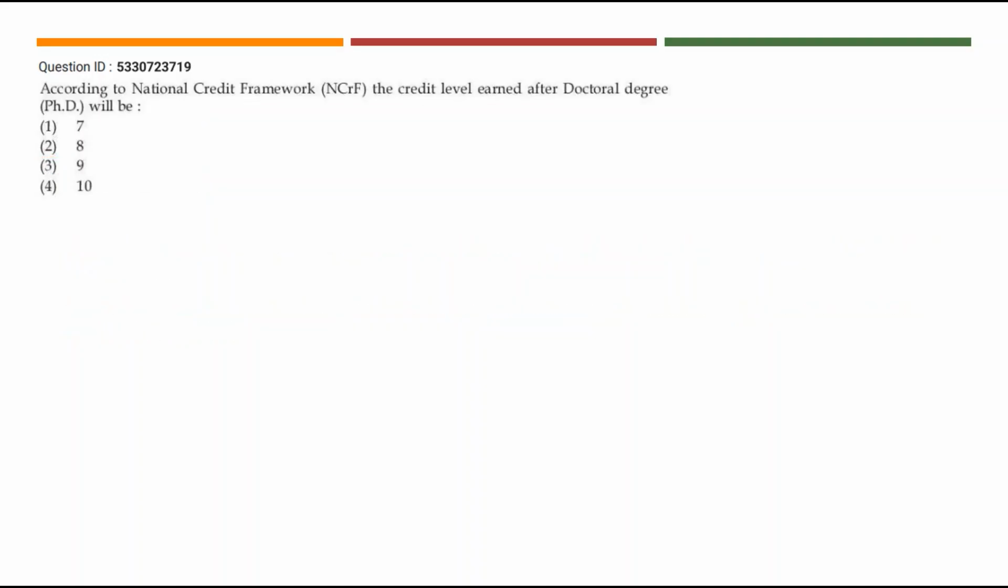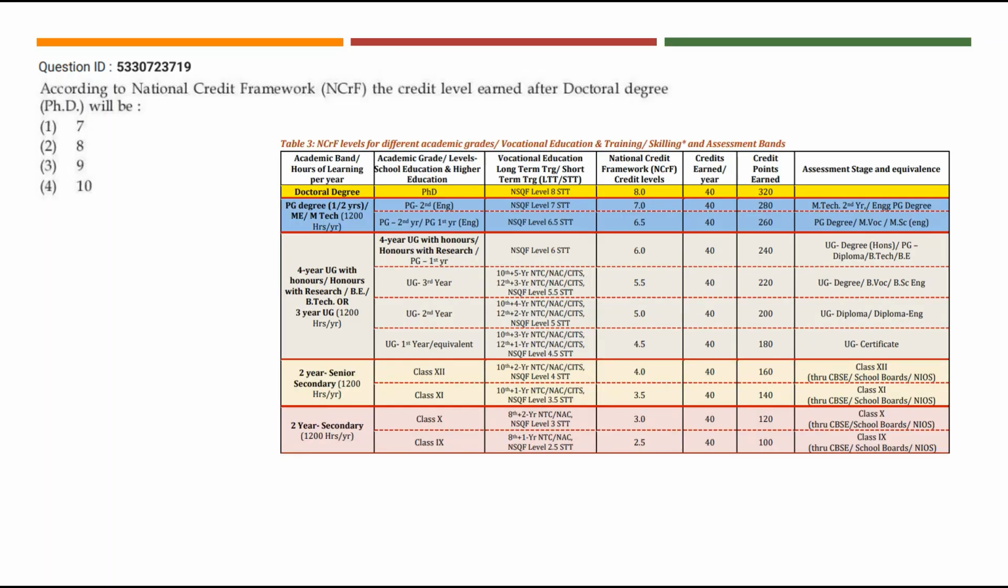Next question. According to National Credit Framework, NCRF, the credit level earned after doctoral degree, that is after PhD, will be what? So this is the NCRF levels for different academic grades, vocational education, training, skilling and assessment bands. This question is about doctoral degree. So just check for doctoral degree. Here we have National Credit Framework credit levels. Look at this column. What is the number given? It is 8.0. So we will go with option number 2, 8 as the right answer.